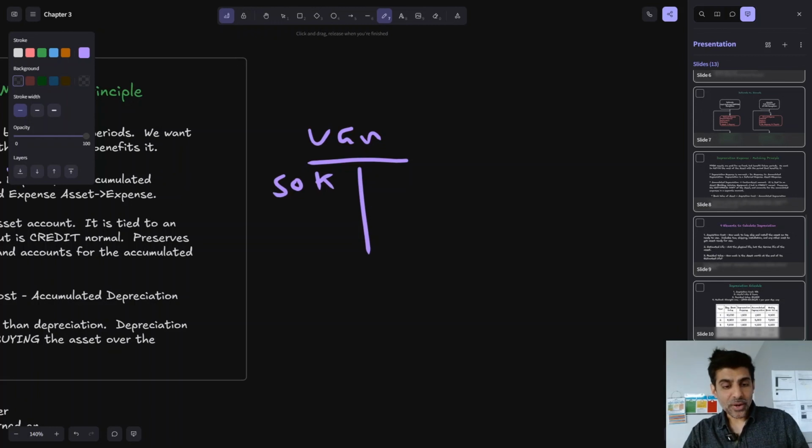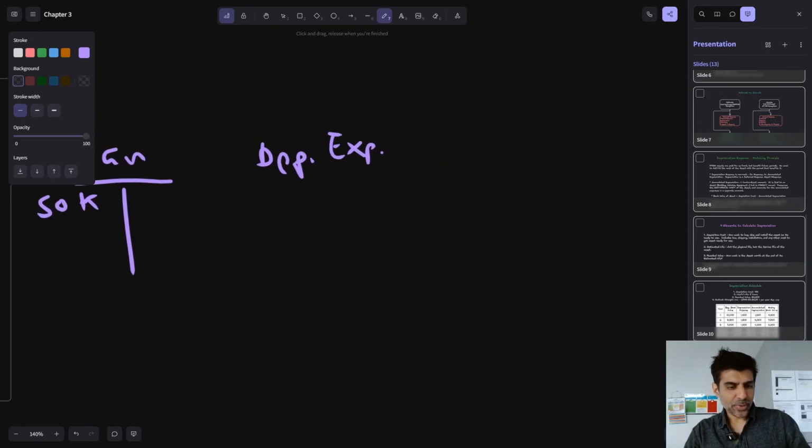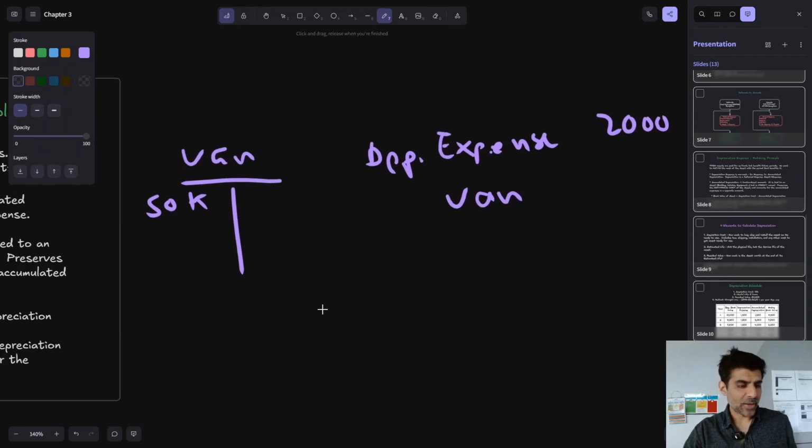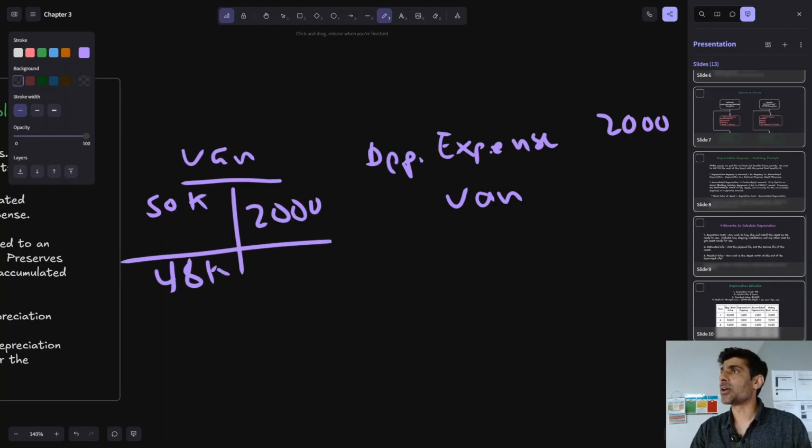What we could do is have the depreciation expense of 2,000 and just reduce this asset by 2,000. So now it's worth 48. Now this is conceptually correct. We're depleting the value of the asset over time, right? That's the point of doing this.